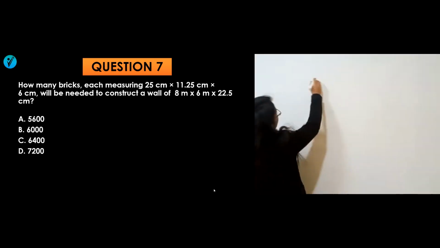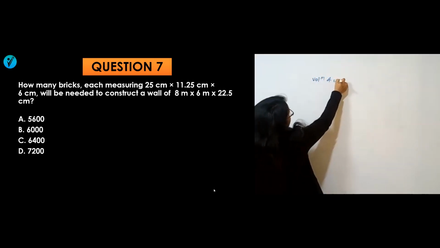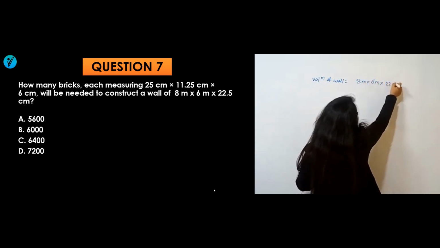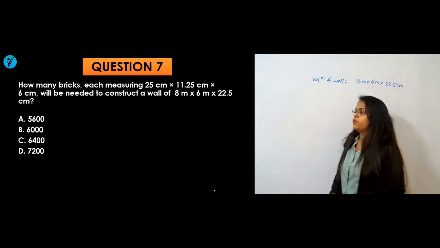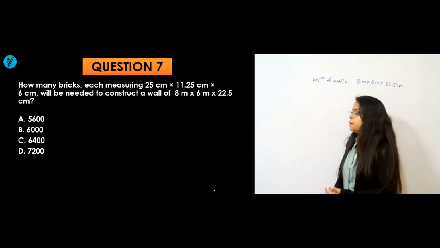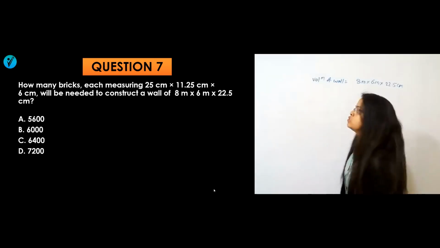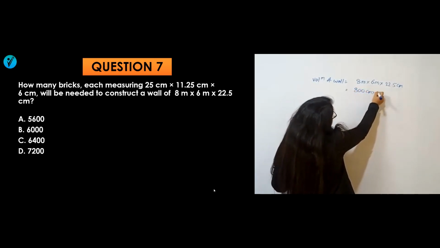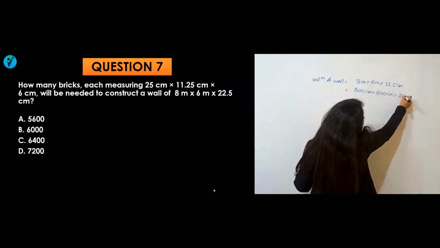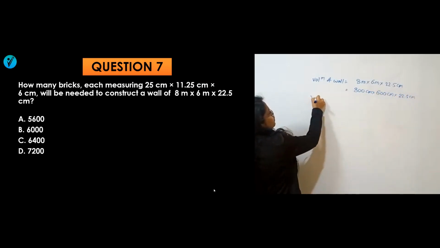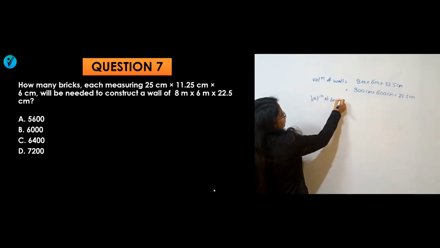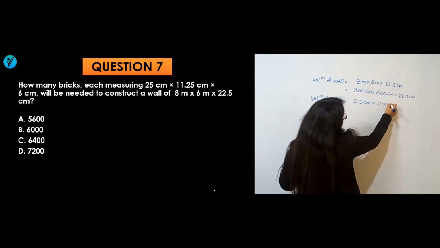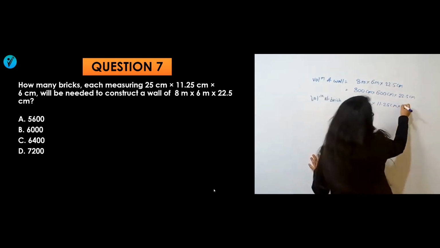So what will be the volume of the wall? Volume of the wall will be equal to 8 meter into 6 meter into 22.5 centimeter. If you see the wall and the dimensions of the bricks, all the units are not in centimeter, so we will need to convert these into centimeter. So it will become 800 centimeter into 600 centimeter into 22.5 centimeter. And what will be the volume of brick? Volume of brick is 25 centimeter into 11.25 centimeter into 6 centimeter.